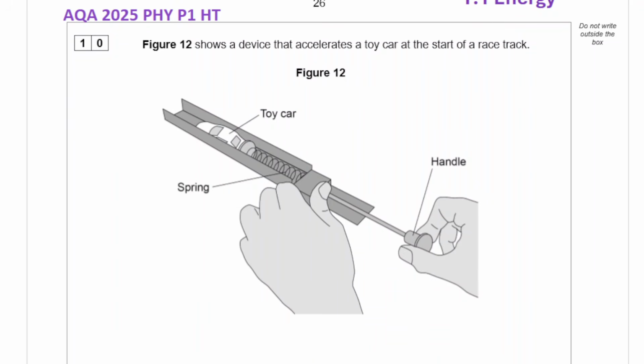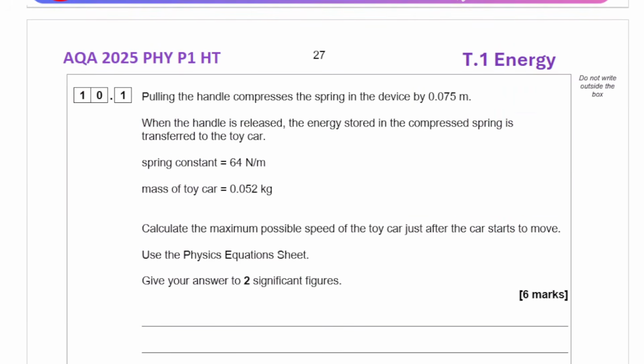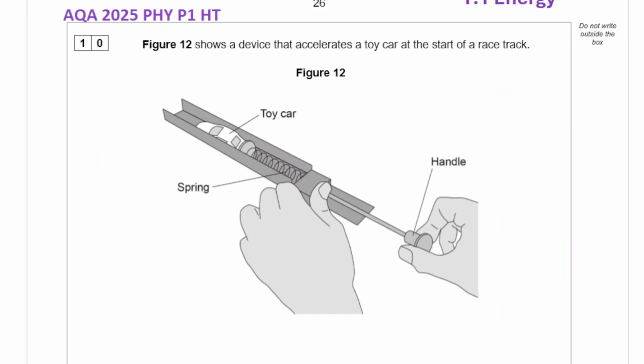So we have a spring. In front of it is a toy car with a handle, and the handle is being pulled. Pulling the handle compresses the spring. Okay, so the handle is actually going through the spring. It's not actually pulling the spring.